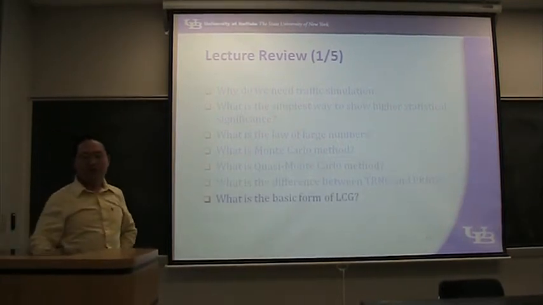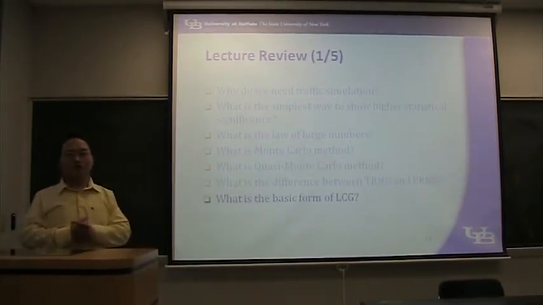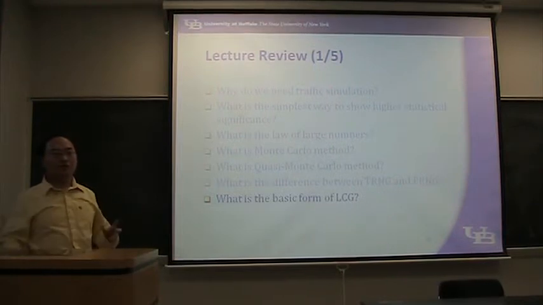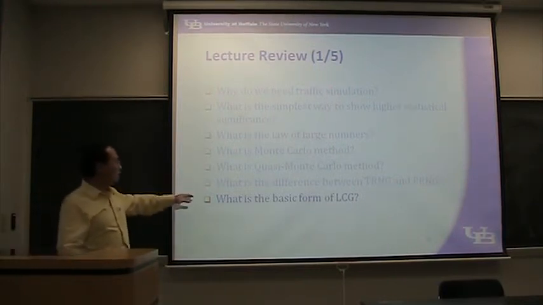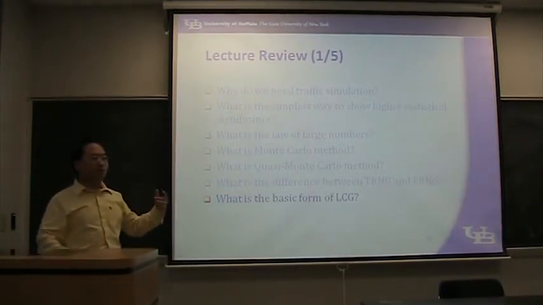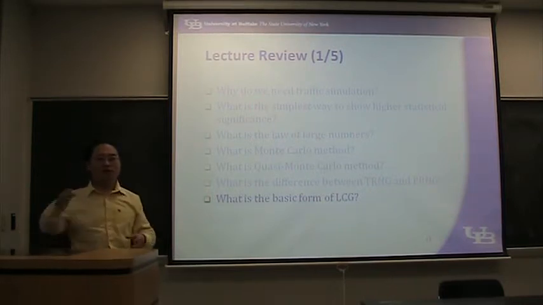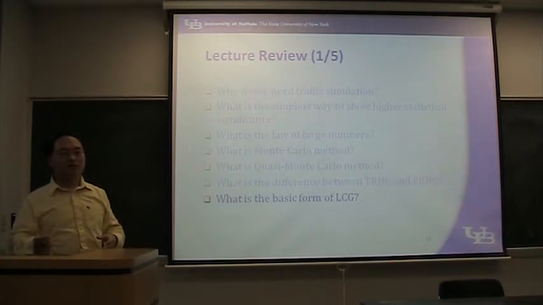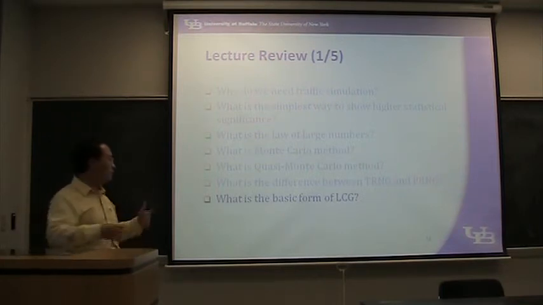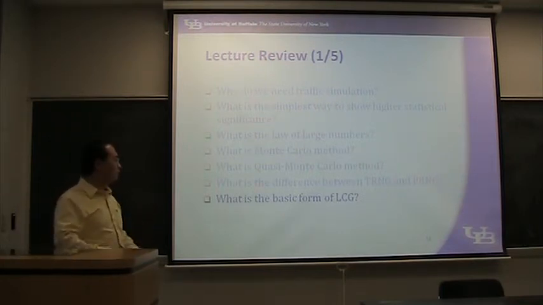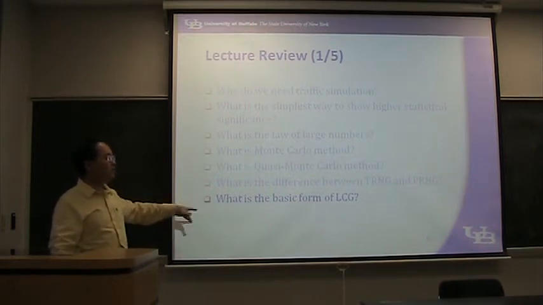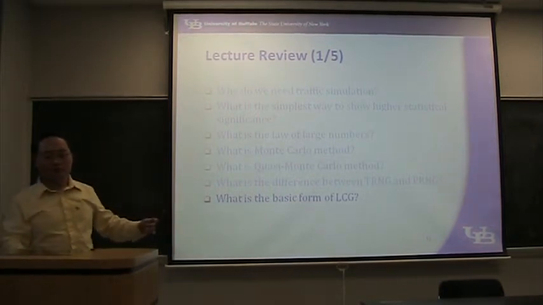So what's the basic form of linear congruential generator? What is it like? This is like the last output plus something multiplied by another thing, then mod by the modulus. And the result will be the next output. So that's the basic form with A, C, and M, if you can remember.